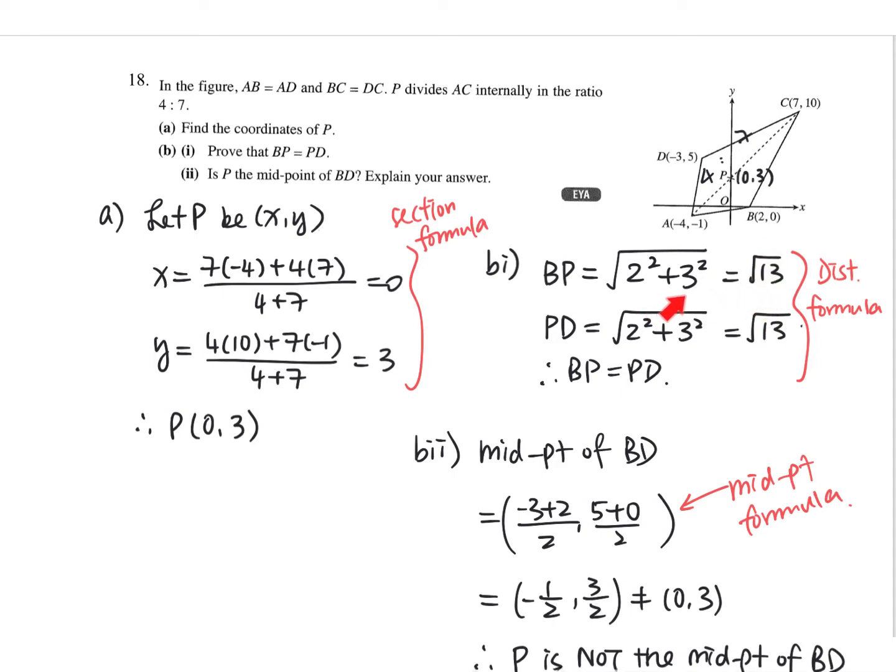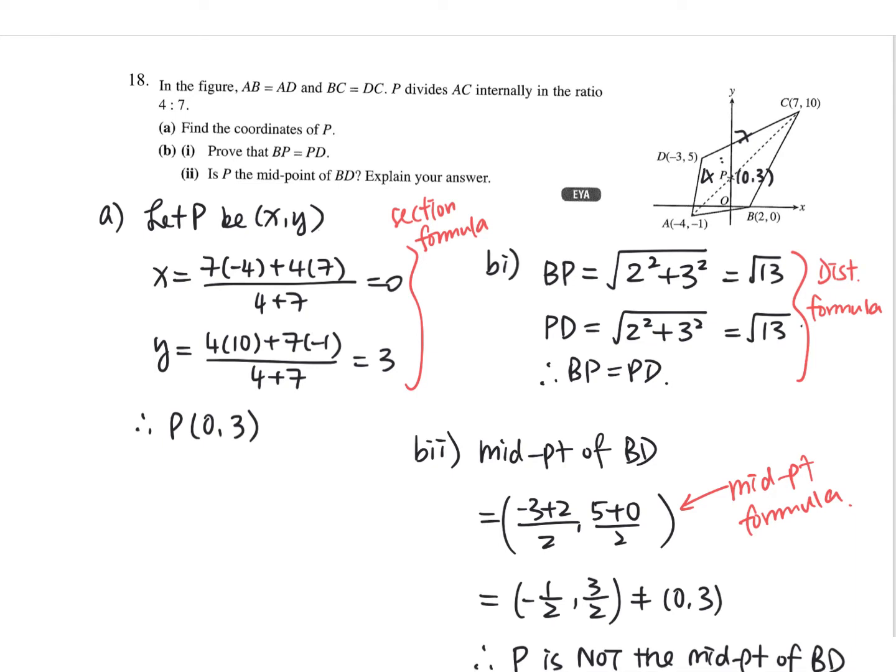Now, in cases where your root is not an integer or a terminating decimal, just leave it as a surd form, okay? Because here it doesn't require you to correct this value to, say, 3 significant figures. Just leave it as exact. As long as you can show these two values are equal, then you're good.